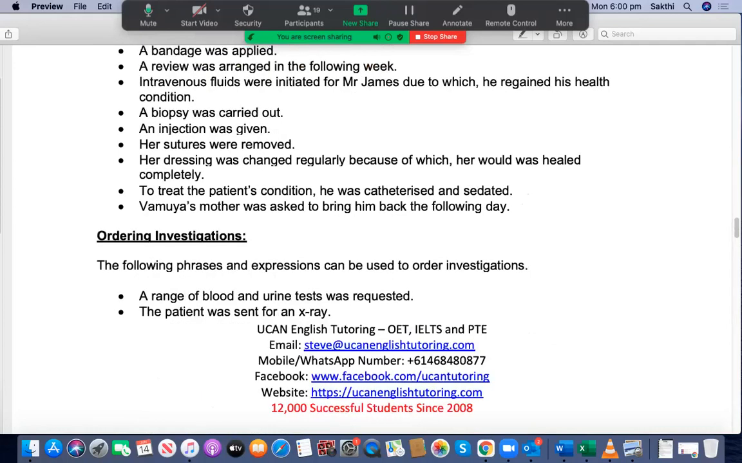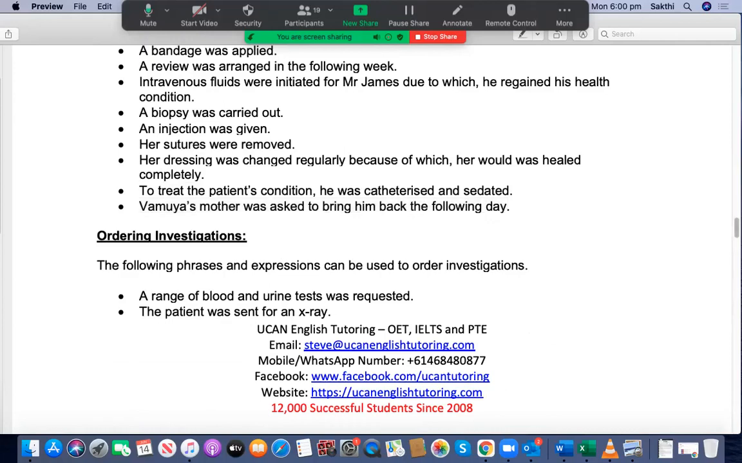And look at this one. To treat the patient's condition, he was catheterized and sedated. That's good. The patient's mother was asked to bring him back the following day. I mean, they are asking the patient's mother to bring him the next day, the very next day.